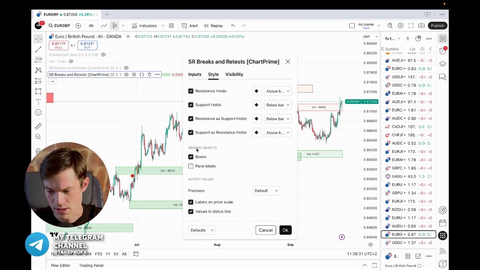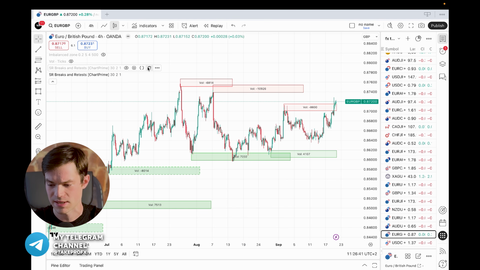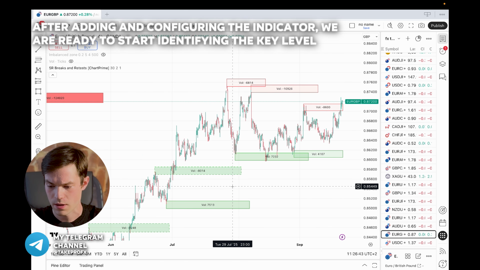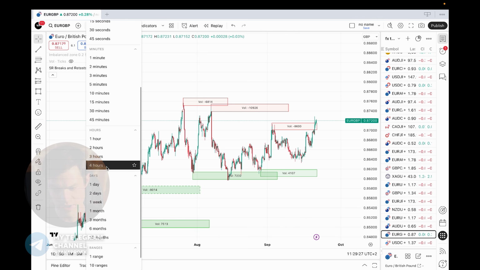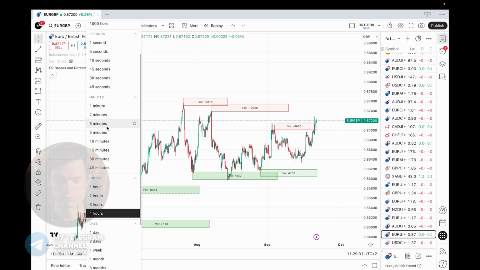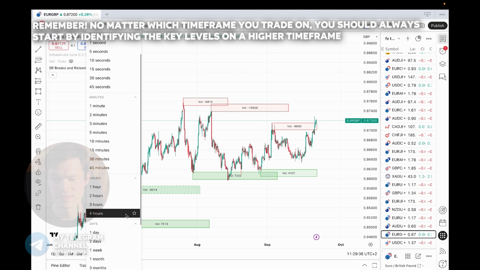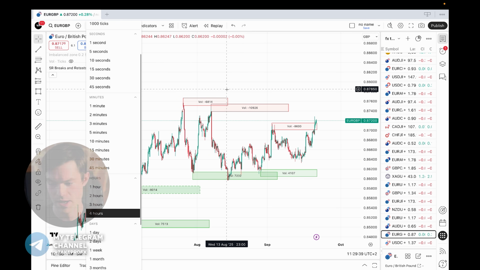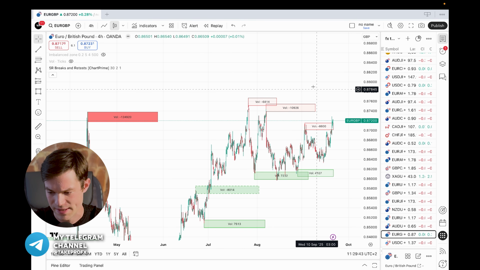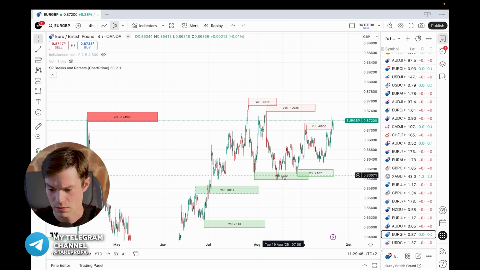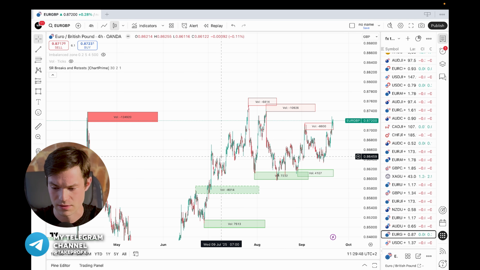In the styles, I disable everything except the boxes, because we don't need any of the rest. So we get automatic levels even with volume indicators. Please note that I start finding levels on the higher time frame, specifically 4 hours. Even if I will trade on 1 minute, 5, or 15 minutes, I still start by determining key levels on the higher time frame, which is very important. So this indicator has highlighted the most important areas for us, which you will definitely not miss.